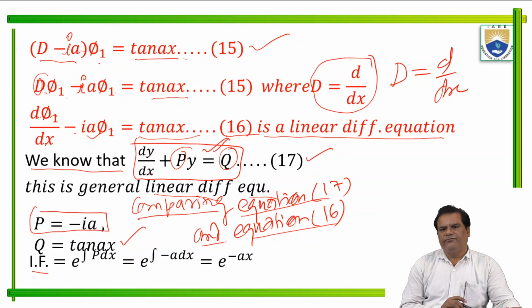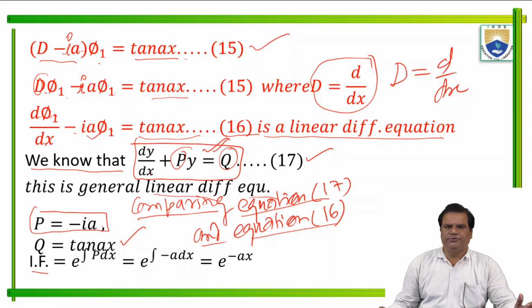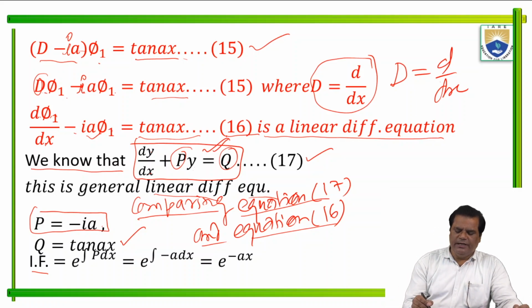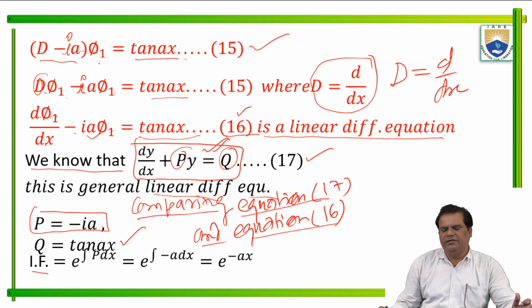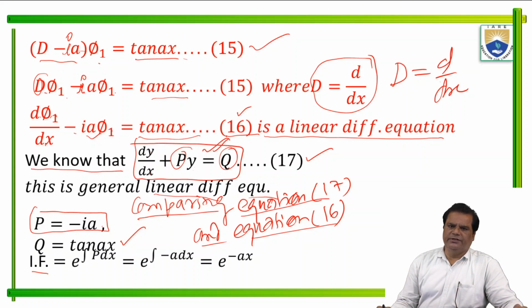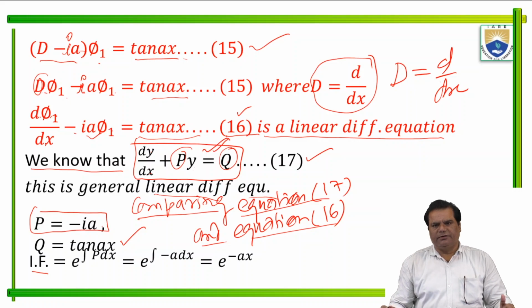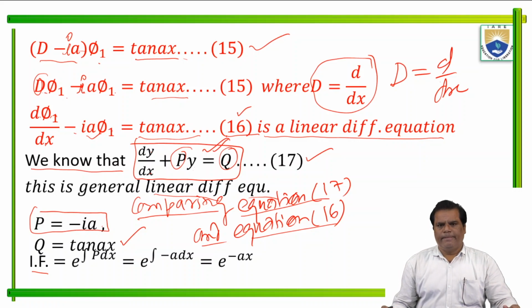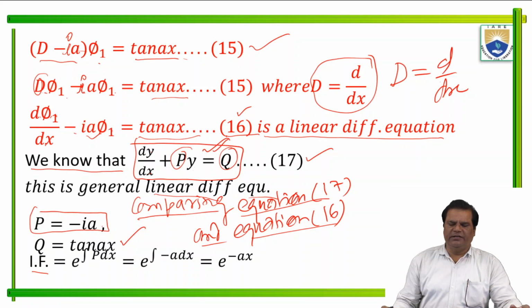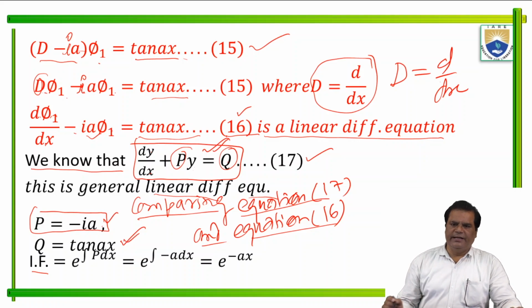First of all, we find the integrating factor to solve a linear differential equation, because our equation 16 is a linear differential equation of first order and first degree. So we apply the formula of the general linear differential equation to find the solution for phi1. Comparing equation 16 with the general linear differential equation, we get the values of P and Q. So P is minus iA and Q is tan(x).